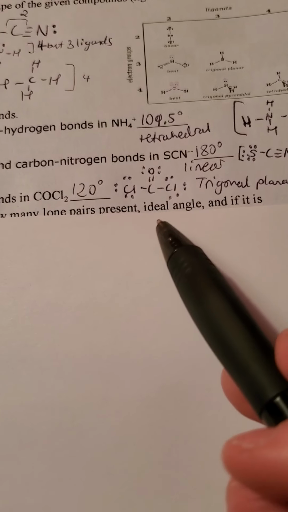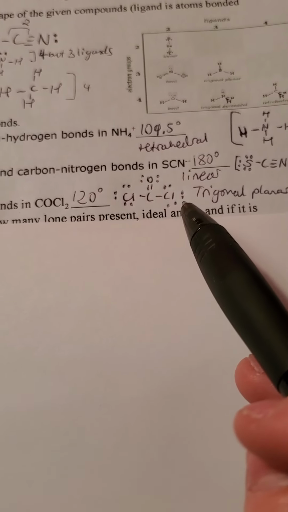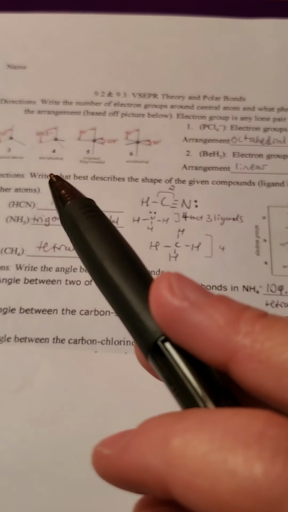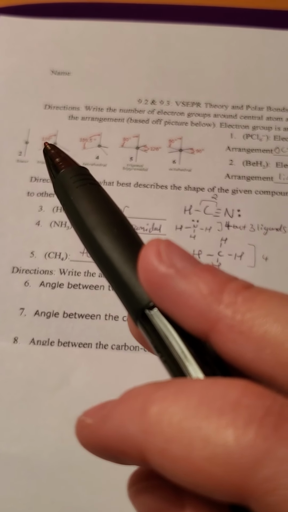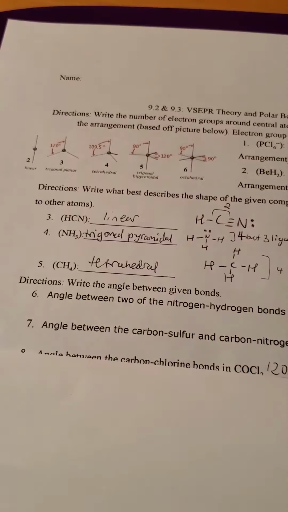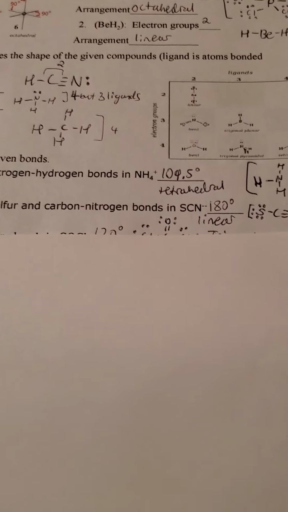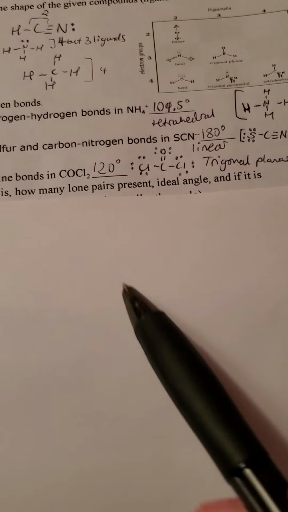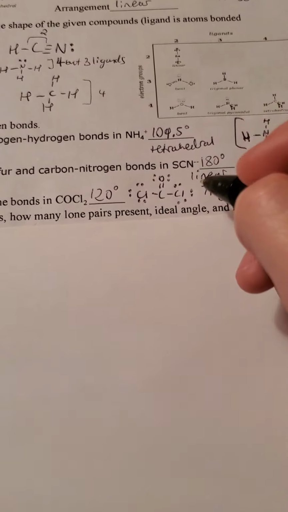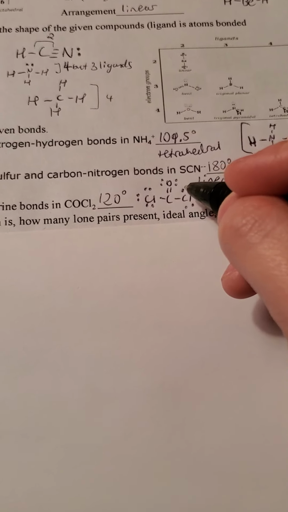So then this one is talking about carbon-chlorine bonds in the COCl2. And so when we do that, it's 3, right? So then that would be trigonal planar, which is 120 degrees. Yes, 120 there. So that means that they're all just 120 degrees, because this angle would be 120 and this angle would be 120, so that's why that's the way it is.